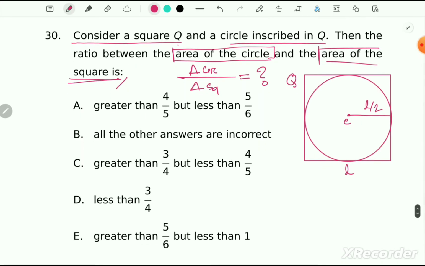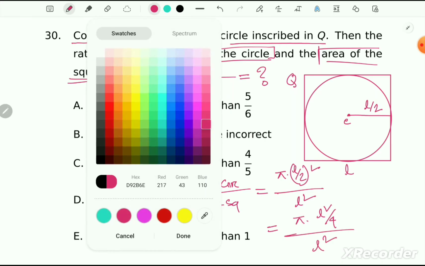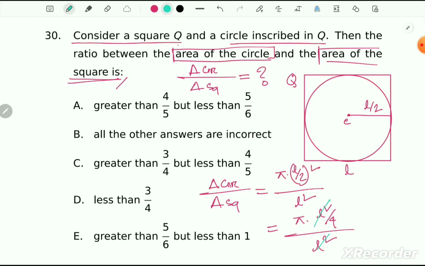Now we can simply do the calculation. Area of circle over area of square, and we know area of circle is pi r square. R means radius, so here r means L by 2. We just square it, and area of a square is just side length square, that is L square. So from here we get pi L square by 4 divided by L square. So L square and L square we can cancel out. Then what remains? Pi by 4.